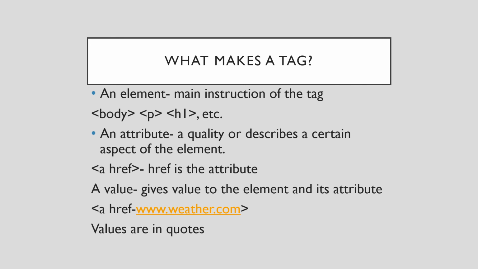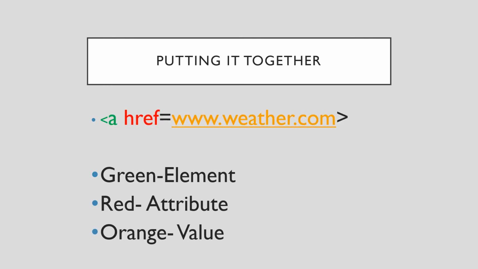This one isn't done correctly because the values need to be in quotes. But on the next slide, I still need to put it in quotes. I'll have to fix that later. But the green is the element, so this is the A, not the tag. The red is the attribute, and the orange is the value. It always goes in this format: element, attribute, value. Now, some things will not have values, and sometimes things will not have attributes, but there will always, always, always be an element.